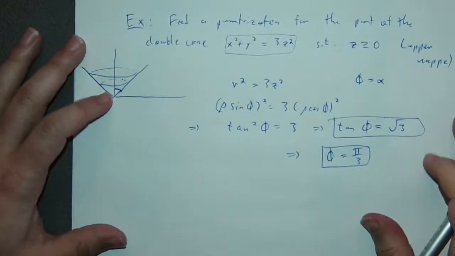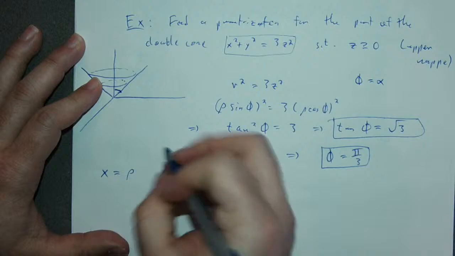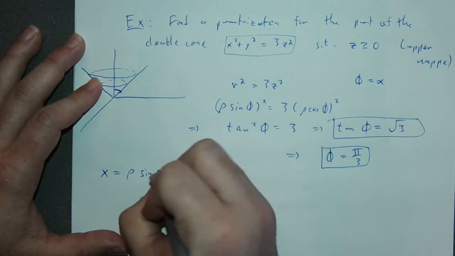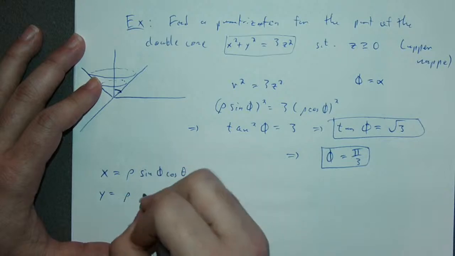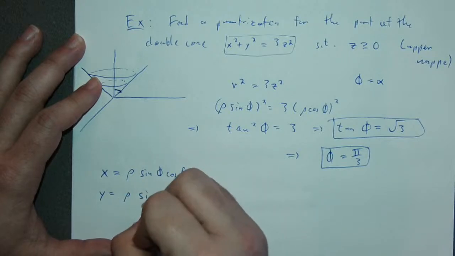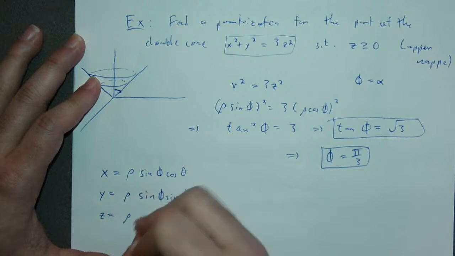So again, we use spherical coordinates. So the x is rho sine phi cosine theta. Y is rho sine phi sine theta. And z is rho cosine phi.